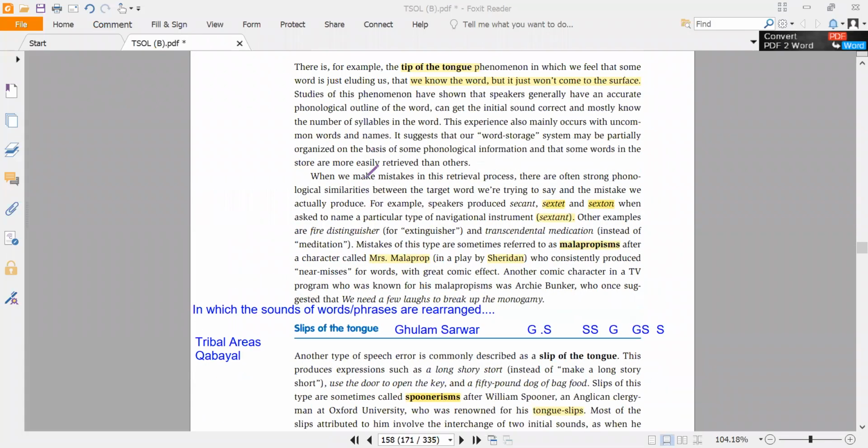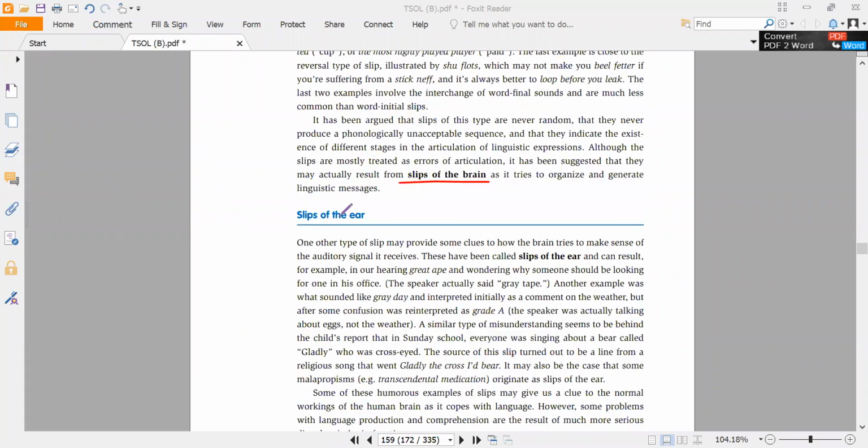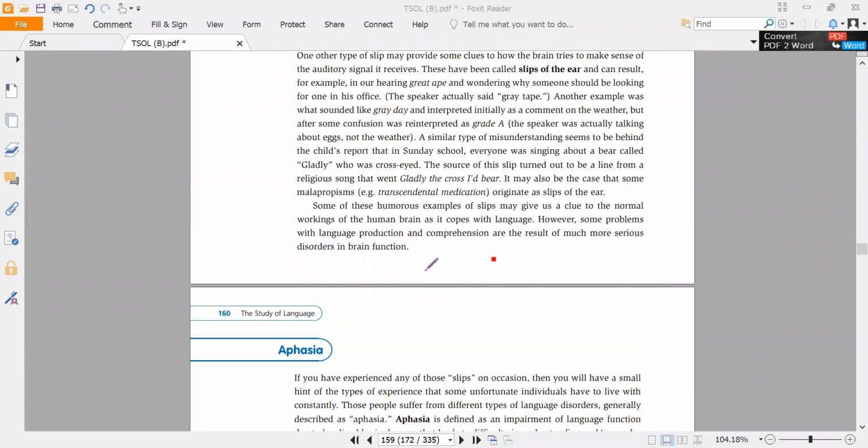The next phenomenon is slip of the air, right? Just like slip of the tongue, there may be slip of the air. But there is a difference between the two, because slip of the tongue is related to the production of language, and slip of the air is related to the comprehension and perception of language.